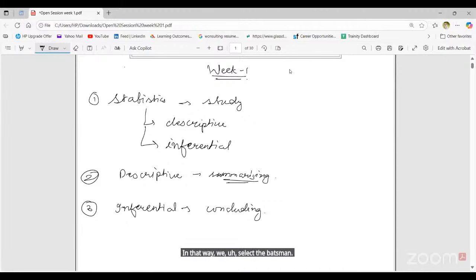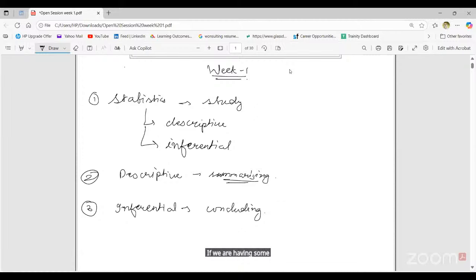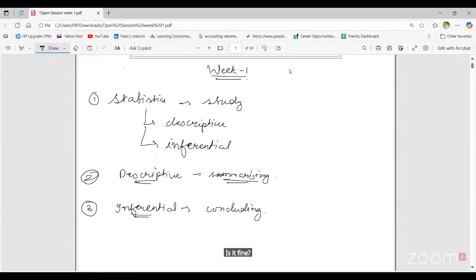Correct? Yes or no? Yes, ma'am. So basically, what we are doing is concluding, analyzing for the future. If we are having some conclusion from the data, then that is inferential statistics. And if we are just summarizing the whole data, like mean, median, and mode, we are just describing it. That's why this is descriptive statistics. Is it fine? Yes, ma'am.